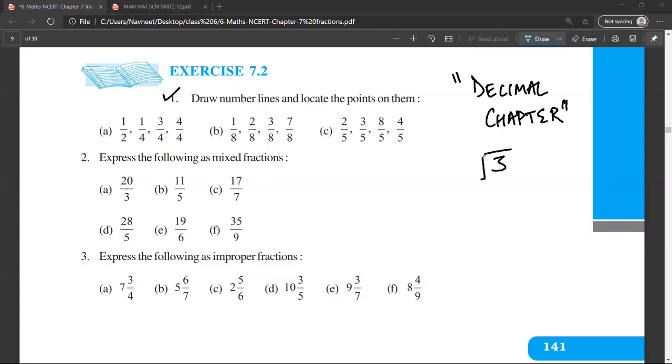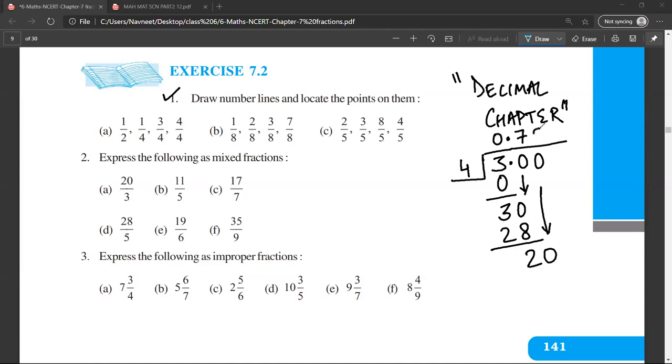I can write 3 by 4 when I do the division. So 4 can't divide 3. So I write 0, 4 goes into 3 zero times. 3 comes down. Then I write a decimal here. I write a 0. The 0 comes down. When I write decimal here, I also write decimal here. 4 sevens are 28. 2, again a 0. The 0 comes down. 4 fives are 20. Therefore, it means that 3 by 4 is equal to 0.75. Sarthak, is there any problem?